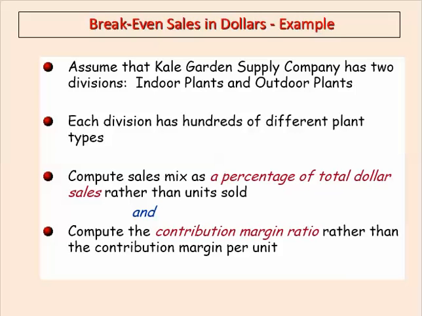So here we have an example. Let's assume Kale Garden Company Supply has two divisions, indoor and outdoor plants. They're asking us to compute the sales mix as a percentage of total dollar sales rather than units sold, and to compute the contribution margin ratio. Okay, let's take a look.